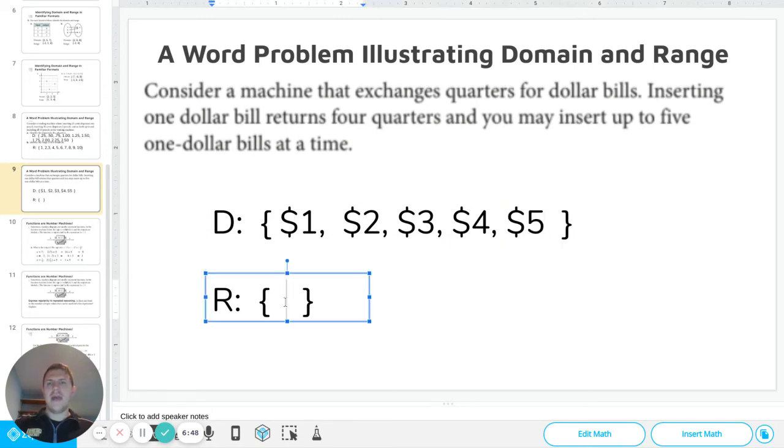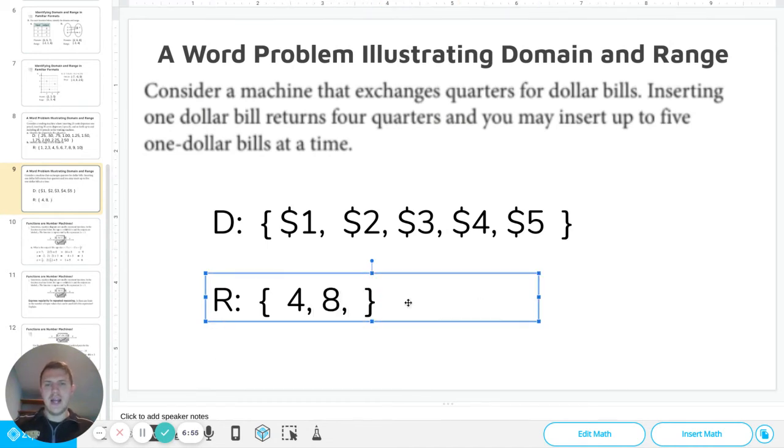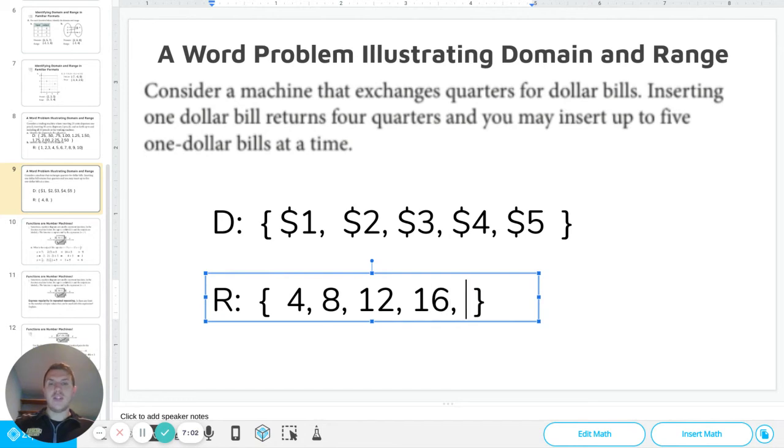Okay, and what comes back is I could either get 4 quarters, I could get 8 quarters, I could get 12 quarters, I could get 16 quarters, or I could get 20 quarters back. Okay, so the idea is however many dollar bills I put in, I get 4 times as many quarters back. That's just kind of how it works when we convert dollars into quarters. Okay, and unfortunately, this machine will only let me put up to $5 at a time.